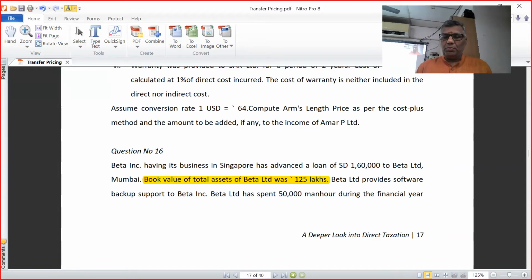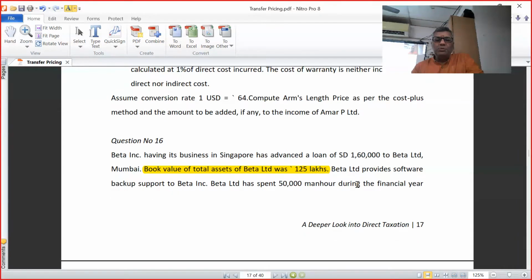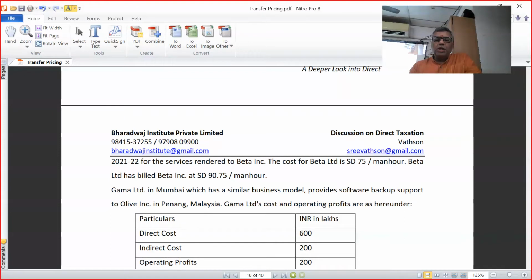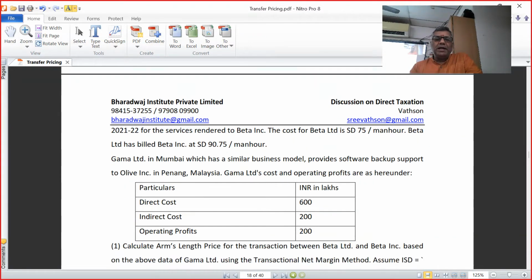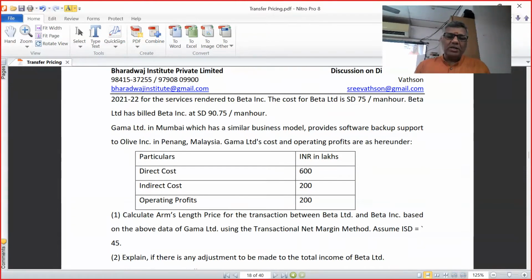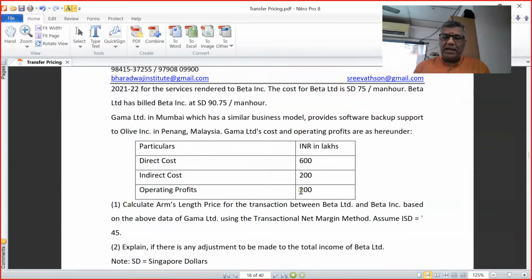Okay, right? So Beta Limited provides software support to Beta Incorporation. Spent 50,000 man hours during the financial year. The cost of Beta Limited is 75 per man hour. Beta has billed 90.75 per man hour. Gamma Limited in Mumbai, which has a similar business model, provides software backward support to some other company in Malaysia. Direct cost, indirect cost, operating profit. Calculate ALP and specify the adjustment.